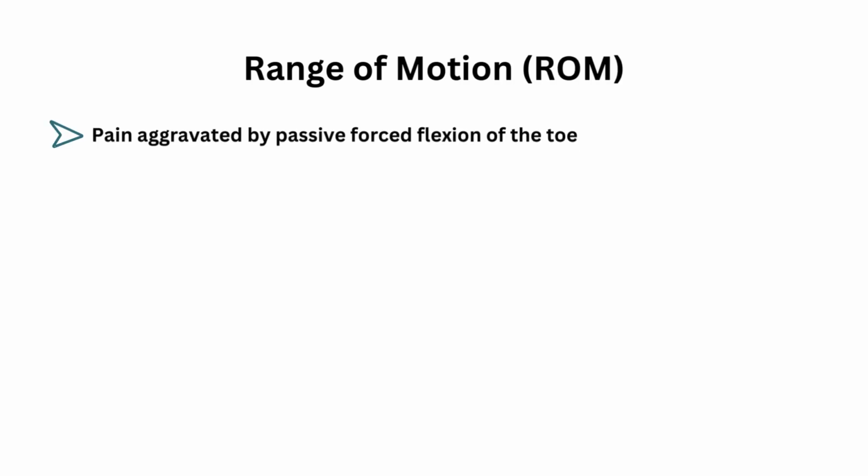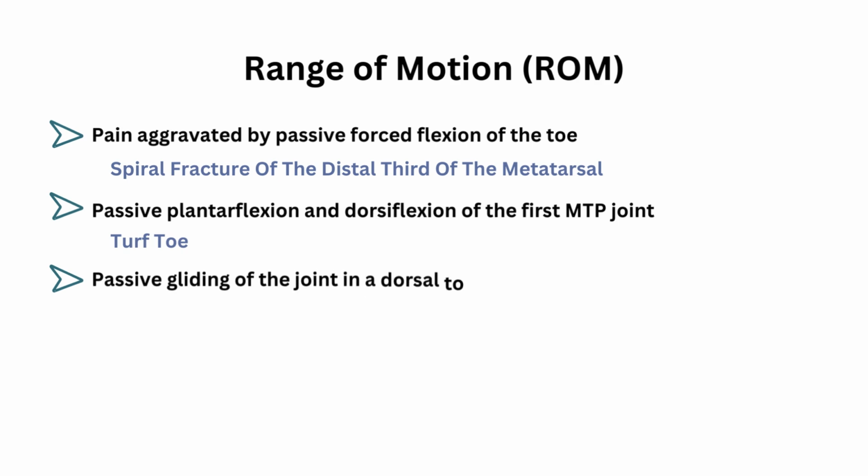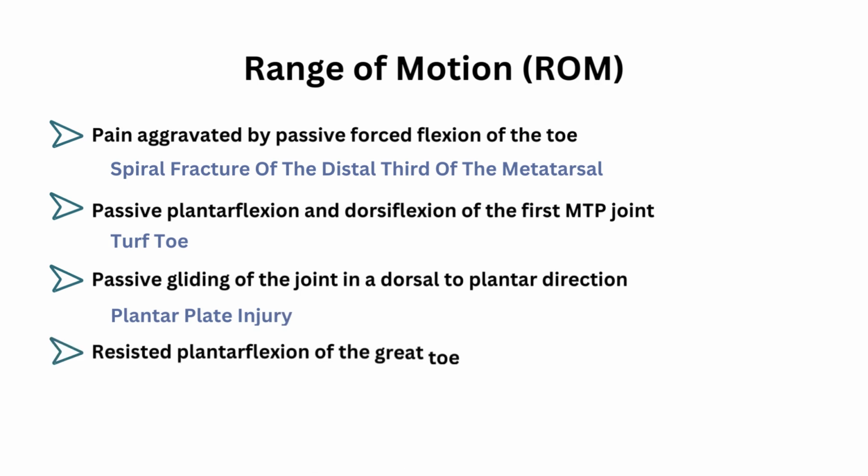Here's a list of movements physiotherapists can check. Pain aggravated by passive forced flexion of the toe indicates spiral fracture of the distal third of the metatarsal. Passive plantar flexion and dorsiflexion of the first metatarsophalangeal joint indicates turf toe. Passive gliding of the joint in a dorsal to plantar direction can be used to evaluate the plantar plate injury. Resisted plantar flexion of the great toe elicits both pain and weakness. It is a sesamoid injury.